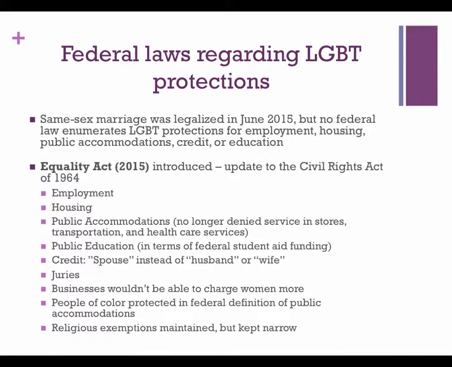There would also be some changes in federal funding. Any entity that receives federal funds could not be able to discriminate against LGBT people in programs such as healthcare, child welfare, nutritional assistance, public education, and other financial assistance for higher education. In terms of credit, LGBT people could have equal access to credit, and the term spouse would replace references to husband and wife in the Equal Credit Opportunity Act.